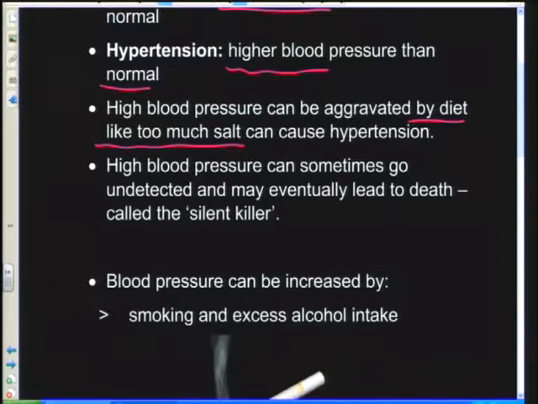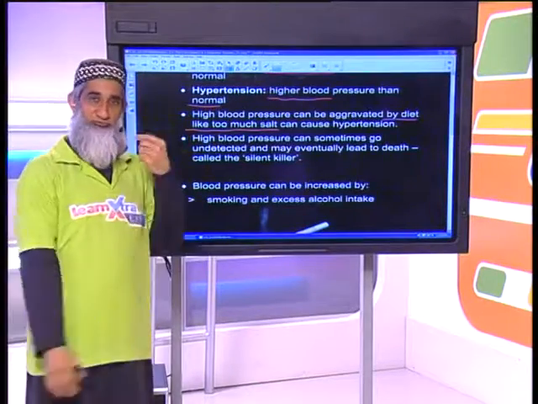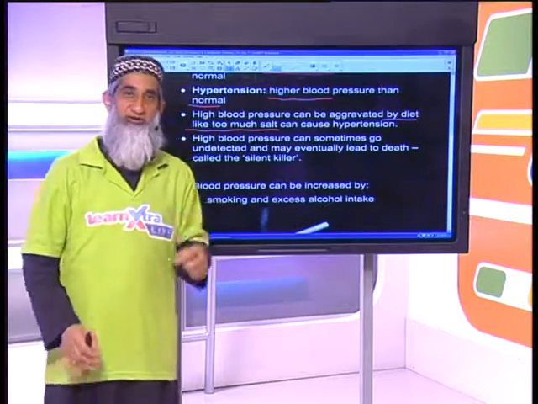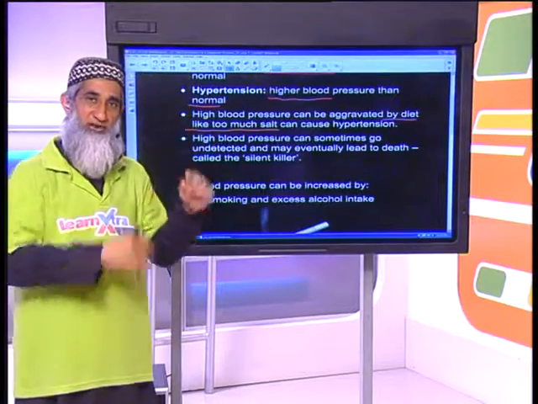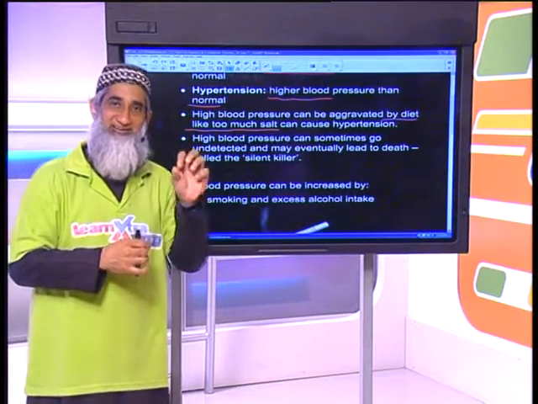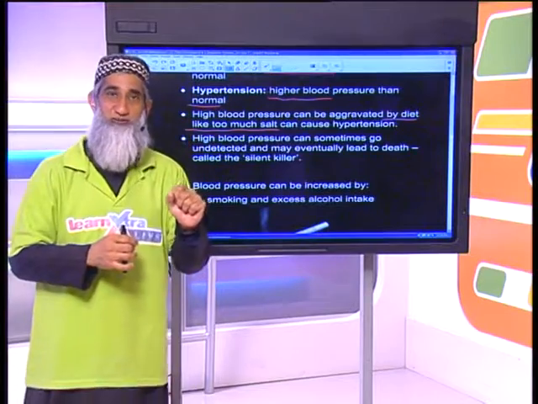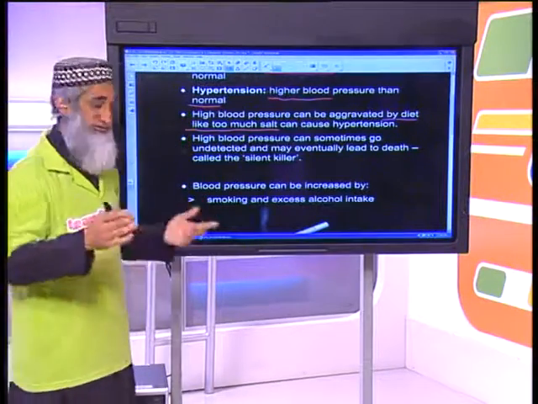So high blood pressure can be aggravated by diet, like too much salt. Also by all the other junk food that we're eating, because with all the oily food we're having, sometimes deposits are made on the blood vessel. And what does that do? It narrows the blood vessel. So when it narrows the blood vessel, your blood pressure will go up. So that's also no good.